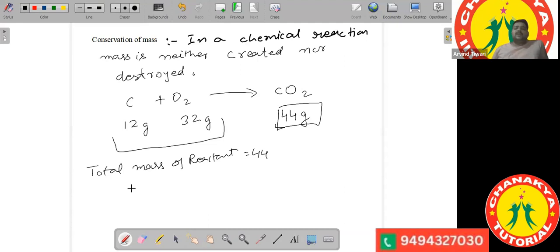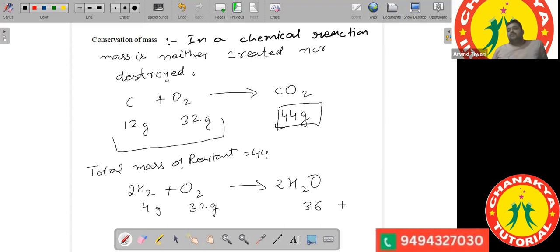Similarly, we can see with the reaction of water, right? Hydrogen and oxygen combining together to form water. Let us suppose you have 4 gram of H2 combining with 32 gram of oxygen. So this will give you 36 gram of water.